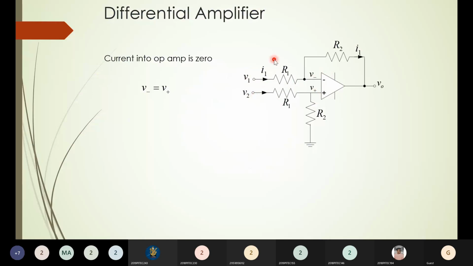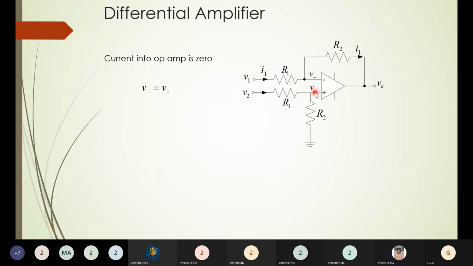So your circuit will look like this. Of course, as usual, you have a feedback here from the output to the input. And we are going to apply the golden rule to analyze this differential amplifier. What is that golden rule? Whatever voltage I have in the non-inverting terminal of the op-amp, the same voltage will exist in the inverting terminal of the op-amp also. It means V plus will be equal to V minus.